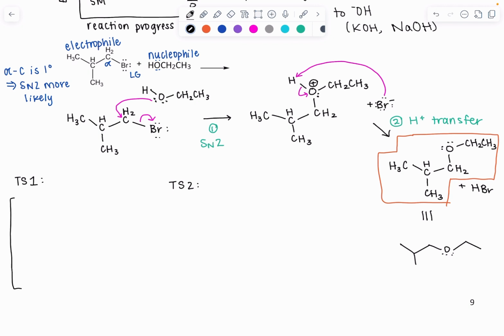First transition state, we have the nucleophile bonding and the leaving group leaving. Remember, we need to draw these as opposite each other, happening on opposite sides of the carbon.